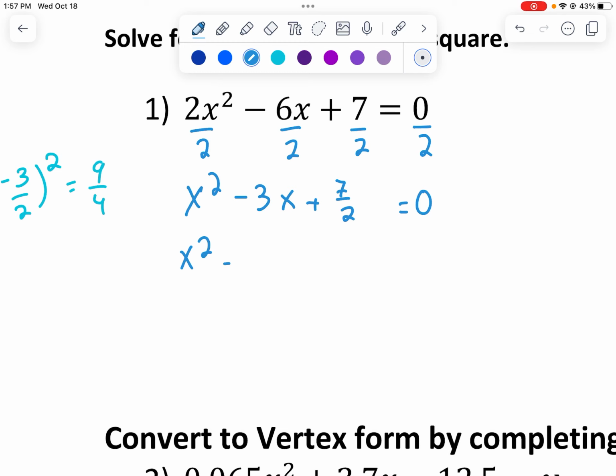So we'll go x squared minus 3x. And then here we go, we're going to complete the square. So plus 9/4 minus 9/4. And then we can add that 7 halves back in and then say it's equal to 0.